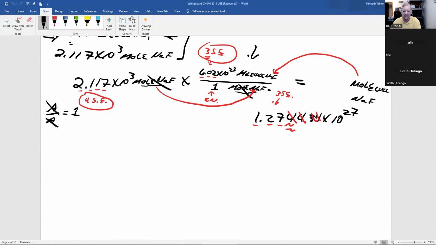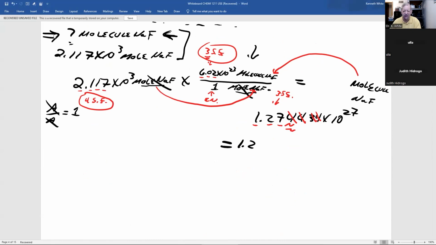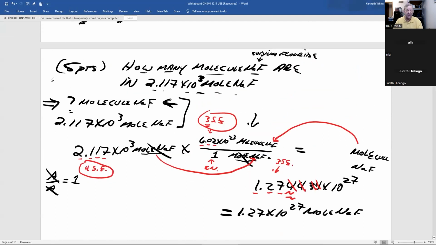And the correct answer would be 1.27 times 10 to the 27th moles of sodium fluoride. And let me just remind you, how did we get there? Here's our problem. We read the problem. The first thing, and just relax, take a deep breath.